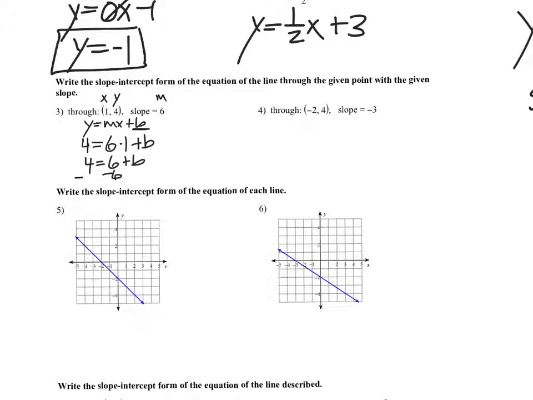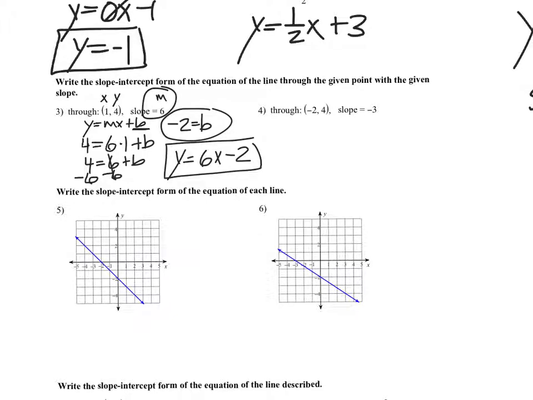Subtract 6 from both sides. And if I do that, I get -2 equals b. So now I have my b and I have my m. Now I can write the equation. Y equals mx, and then my b is -2. So there's the equation in slope-intercept form.